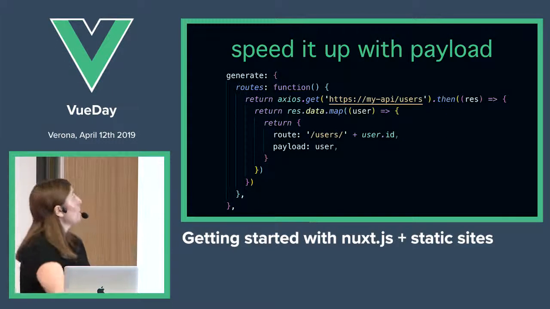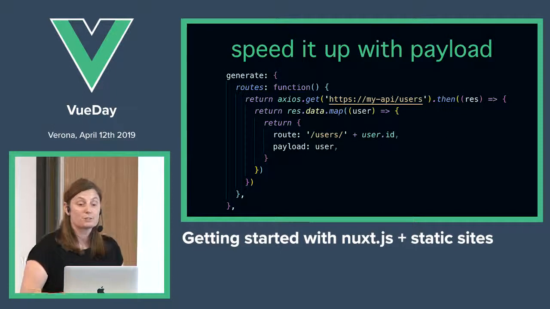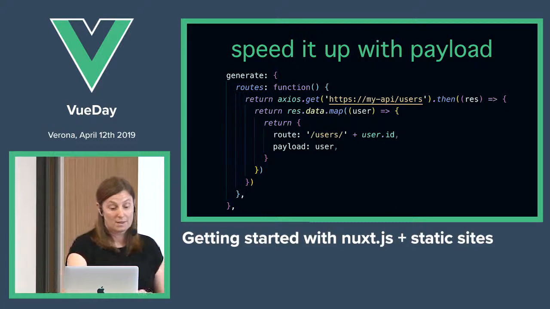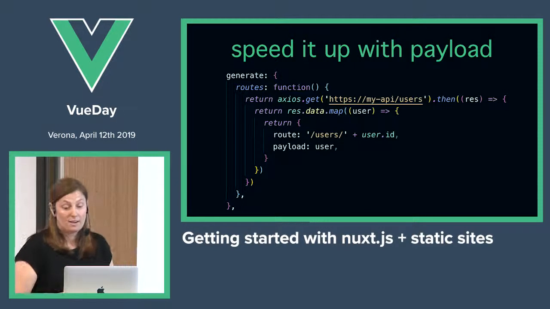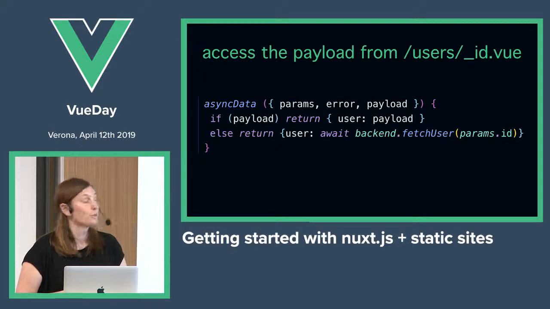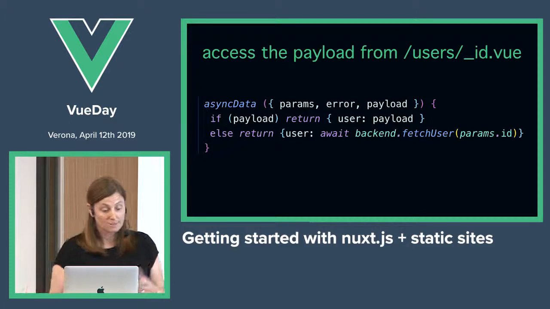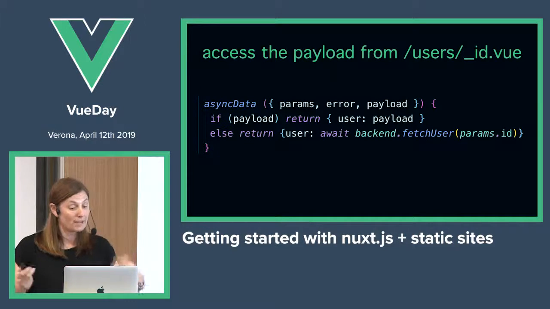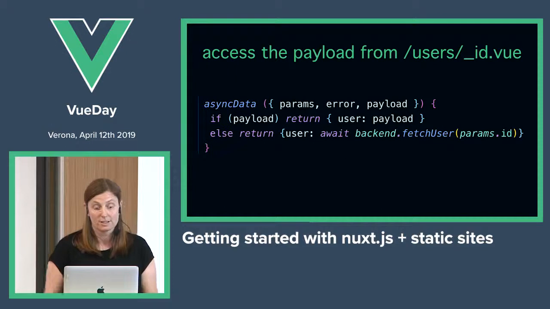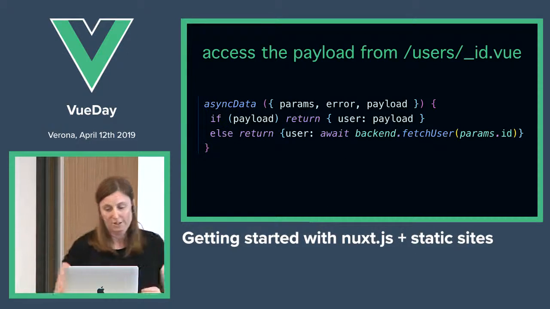You can also speed that up with a payload, so you can generate the routes function, return the Axios, and then just basically put the payload in user, and then you can access the payload from the user's ID. If it's got a payload, then you return the user payload, and if not, you go and fetch it from your API. So that just basically speeds it up, so you're not always fetching your data.